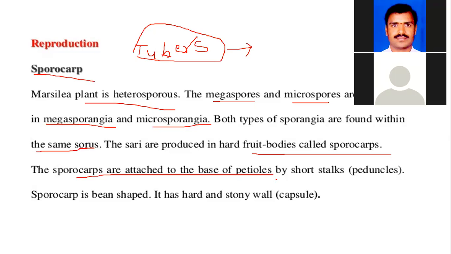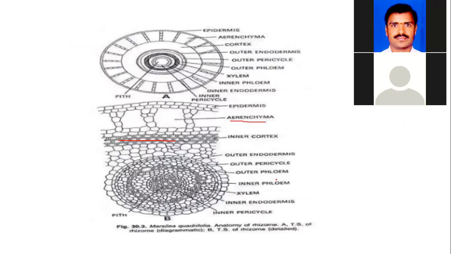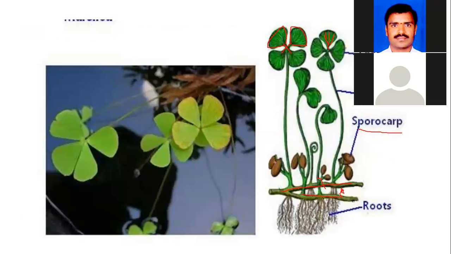So in the comic picture, I showed you, you can see here. This is the sporocarp. This is the stalk, which we call the peduncle, through which it gets attached to this long petiole.